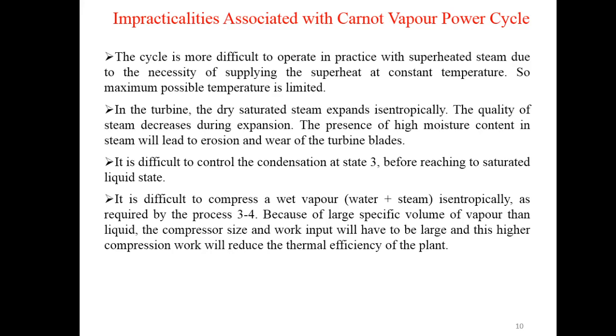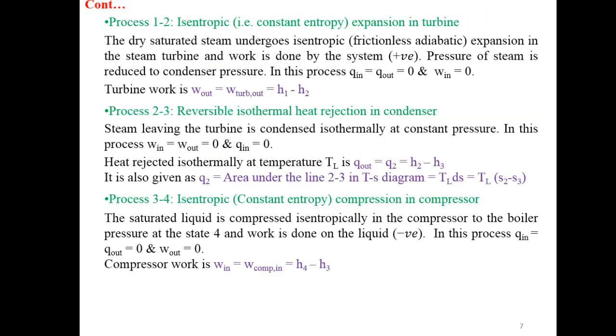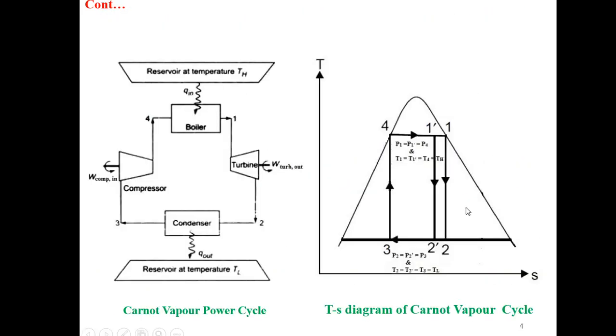In the turbine, the dry saturated steam expands isentropically. The quality of steam decreases during expansion. The presence of high moisture contained in steam will lead to erosion and wear of the turbine blades. You can see in the TS diagram, if we limit point 1 up to here, then we will get this point here, and at this point the quality of steam, that is the dryness fraction, may be less than 0.88.